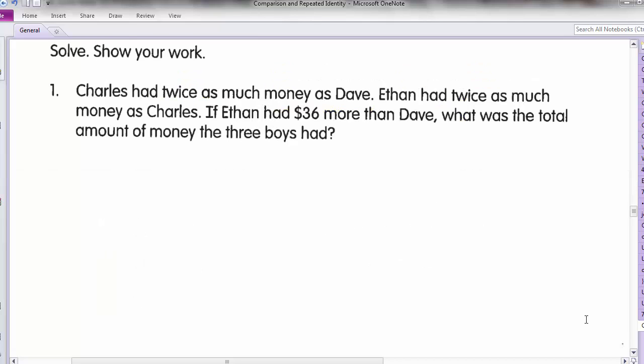Alright, this is on page 42. Question 1. Charles had twice as much money as Dave. Ethan had twice as much money as Charles. Alright, so I got a few things here. Charles twice as Dave, Ethan twice as Charles. If Ethan has $36 more than Dave, what's the total amount the 3 boys had?